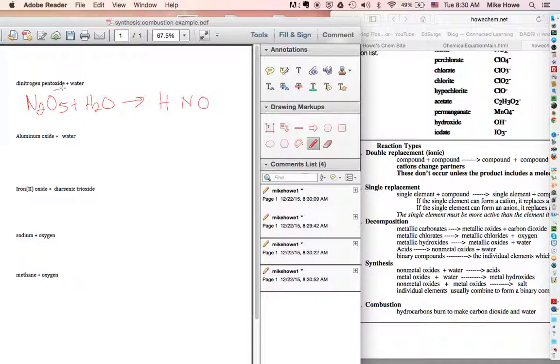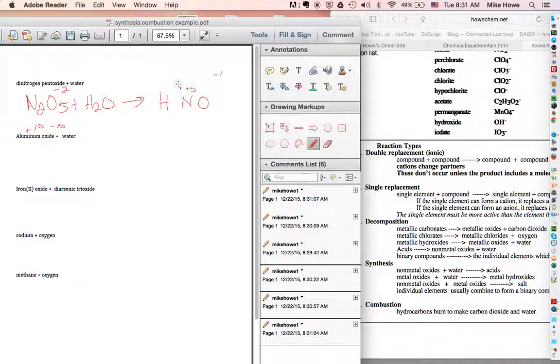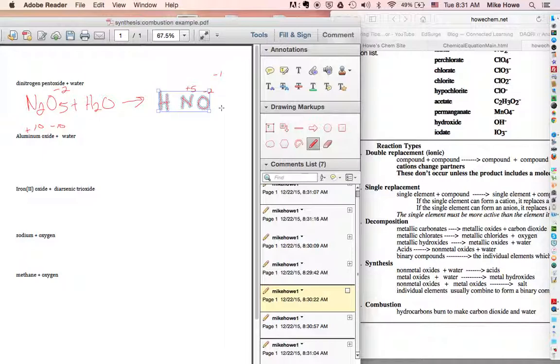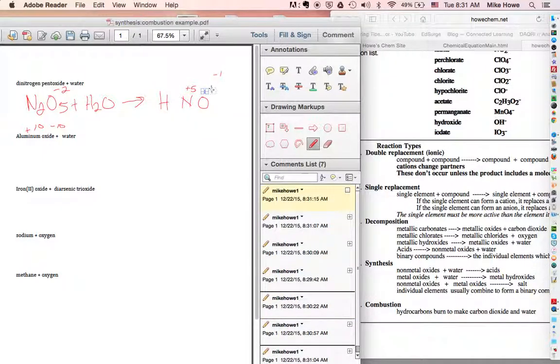So oxygen is -2. There are 5 of them, which makes -10. So that has to be +10 to match it. There are 2 atoms of nitrogen, so it must be in a +5 state. So I'm going to put a little +5 over here. We also know that nitrates are always -1 for that polyatomic ion. So how many oxygen atoms would we need to make a -1 charge? Well, you know that oxygen is -2. So we're going to put a little 3 outside of the oxygen because 3 times -2 is -6. -6 plus 5 equals -1.